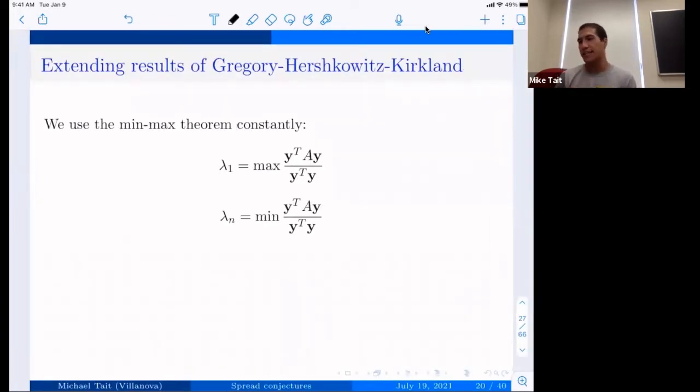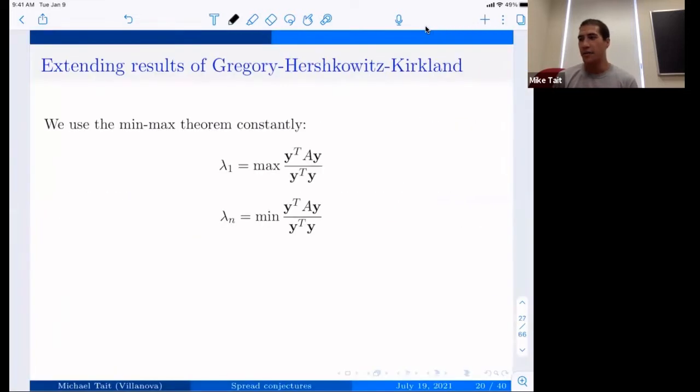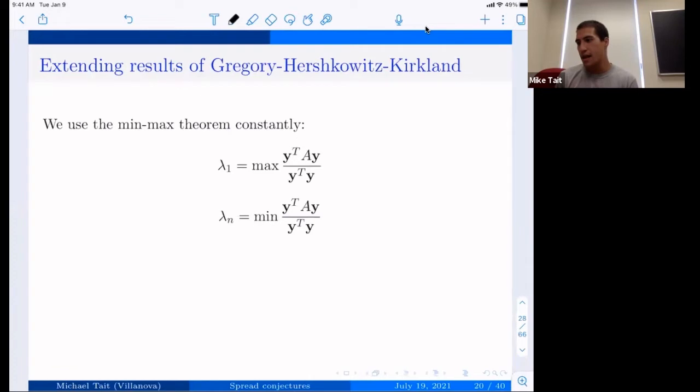So the first step in this high level outline was to extend these structural results that were from the original paper. So let me say some ideas from the original paper. We're going to use this Rayleigh quotient constantly, throughout the whole paper. The spectral radius is the maximum of the Rayleigh quotient. The smallest eigenvalue is the minimum of the Rayleigh quotient. This is really very useful.